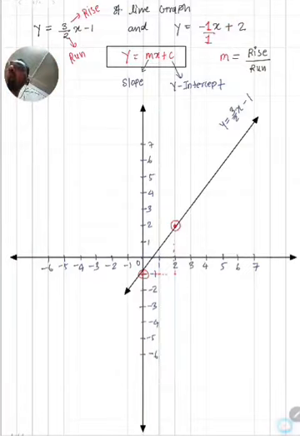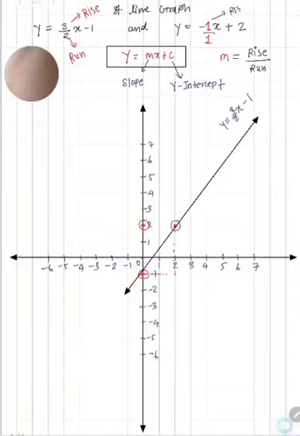So I told you the steps. What is the first step? First we always locate the y-intercept. So for the second example, the y-intercept is plus 2. So I'm going to locate over here, that is my plus 2. And the slope is 1 over 1. So 1 over 1 is indicating what? This is my rise and that is my run.